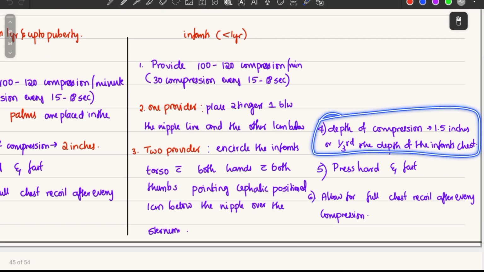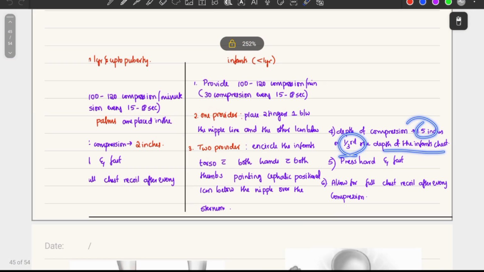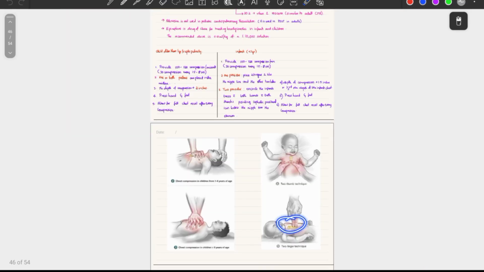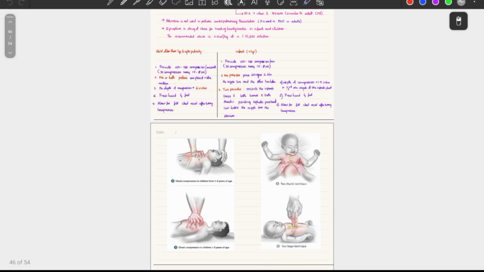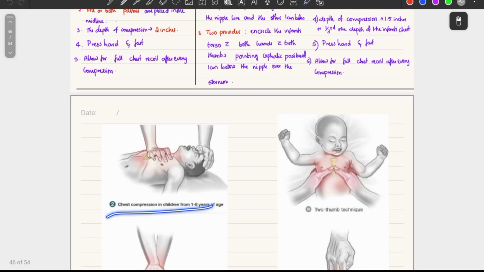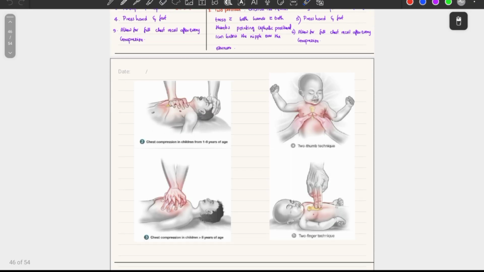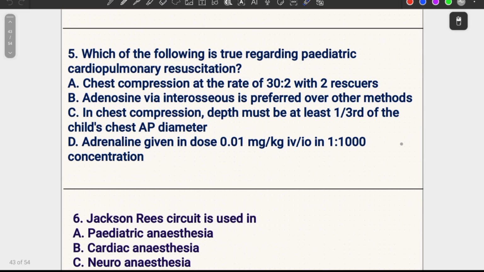The depth of compression is 1.5 inches. They have not given 1.5 inches. They have given 1/3 of the depth of the infant's chest, that is the AP diameter. Two fingers, one between the nipple and the other just 1 centimeter below the nipple. This is when one provider is present, whereas the two thumb technique is used when two providers are present. In children older than 1 year up to puberty, you can compress with one hand, or both hands can also be used like adults. Hence, only this option is correct.